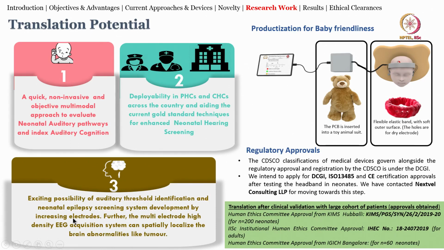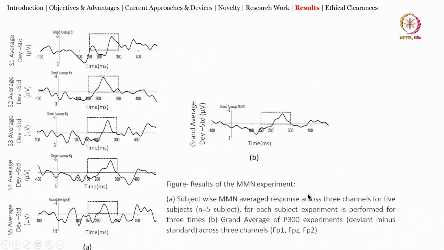by increasing the number of electrodes. If we increase the number of electrodes, again, if we are similar to the 10-20 system, we can look not only at the epilepsy in the young adults, but also in the neonate as well, and that is the advantage of this particular system. A high density EEG acquisition system can especially localize brain abnormalities like tumor. Right, we require approvals like CDSCO, and we intend to apply for ISO 13485 certification and a lot more.